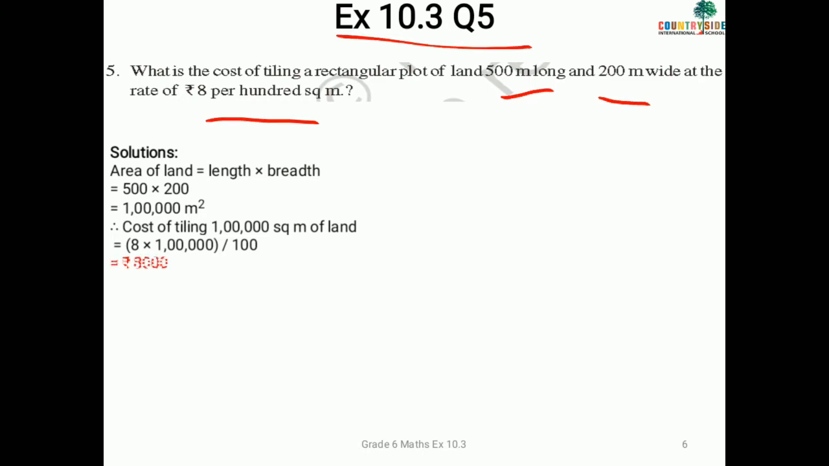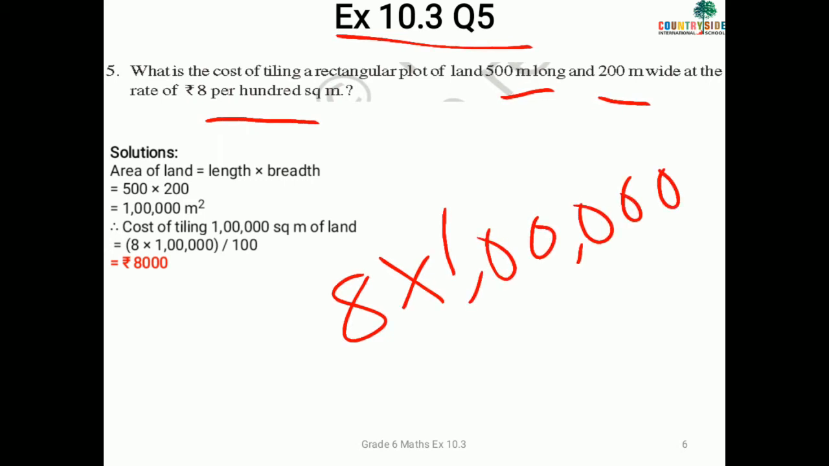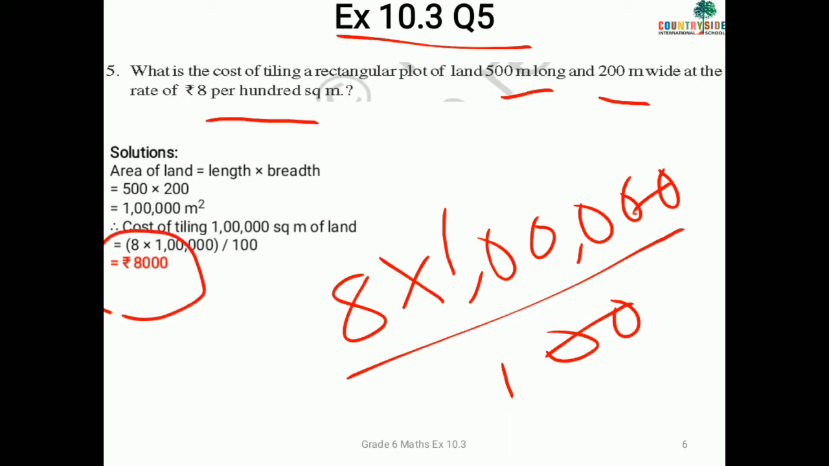Okay, so that is a very simple calculation. 8 into 1 lakh upon 100. So 0 0 will get cancelled. So 8 into 1000, and 8 into 1000 is nothing but 8000 rupees. So the cost is 8000 rupees.